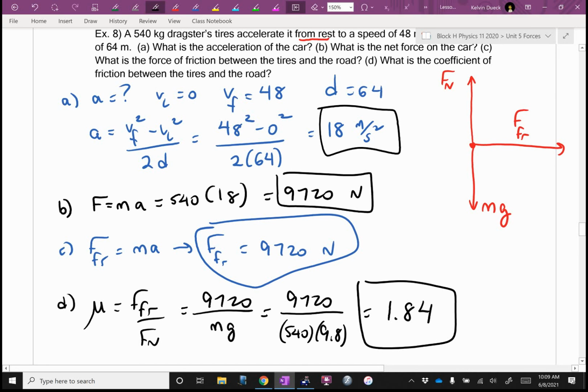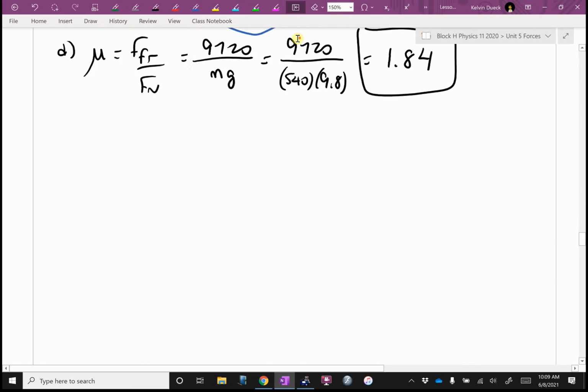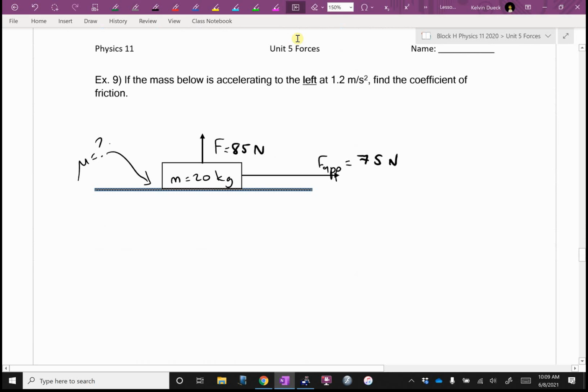So just to give you an idea of how we can combine stuff from last unit and what we're doing now. This is about as tough as I can throw at you. If you're wondering, Mr. Duke, what would you consider an A plus level question? This. It says, if the mass below is accelerating to the left, I guess it's slowing down, at 1.2 meters per second squared, find the coefficient of friction. So it wants us to find mu. We're going to get mu by itself eventually.